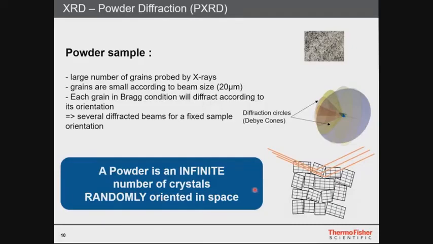So these diffracted beams form something which looks like a cone, and they are called the Debye cones. So here you can see what I'm talking about. So you have crystallites, and all of these crystallites have different orientations, and you get diffraction in different directions according to the orientation of these crystallites. And as a take-home message, a powder is an infinite number of crystals randomly orientated in space.